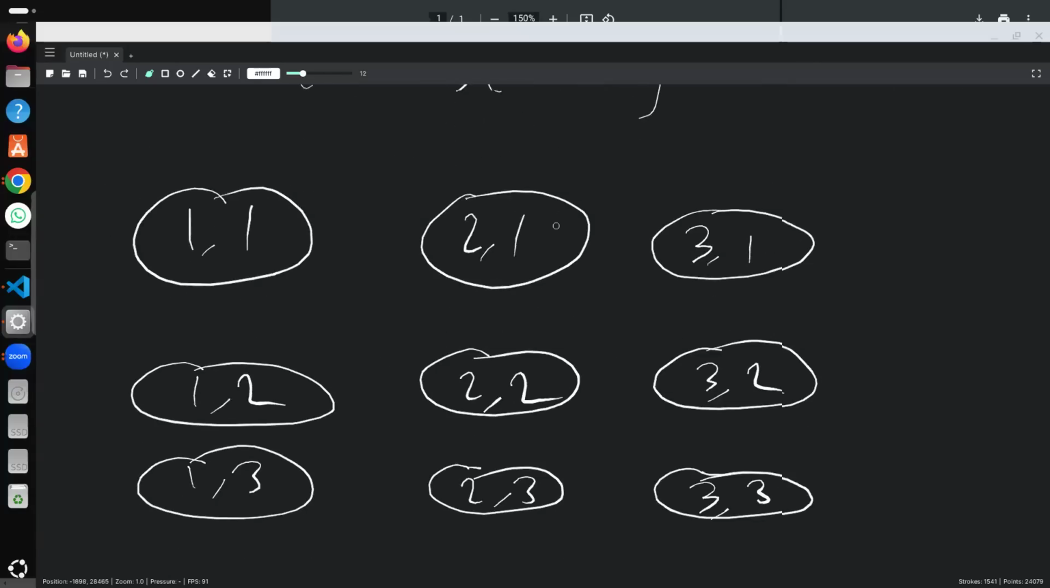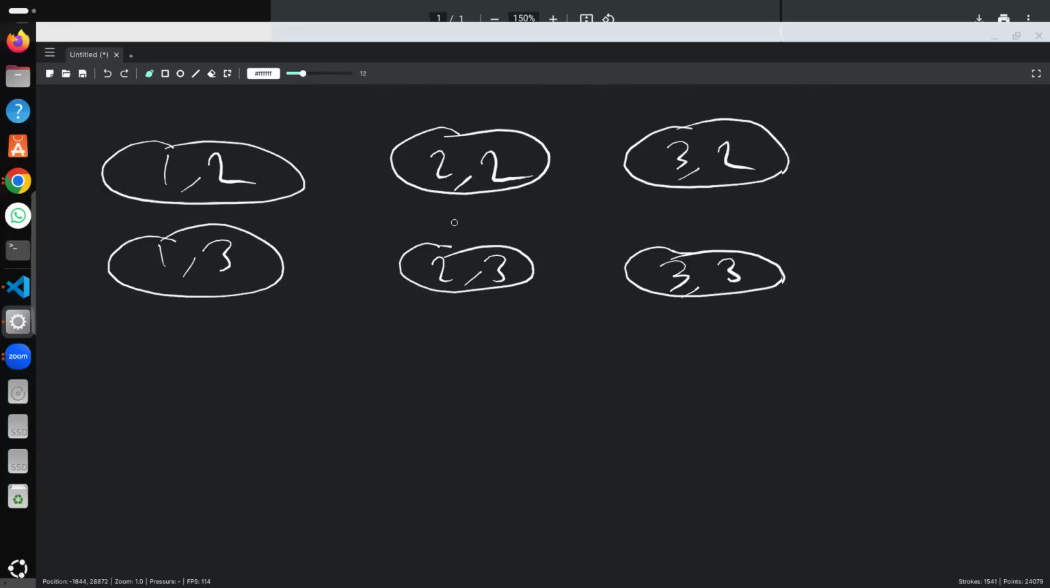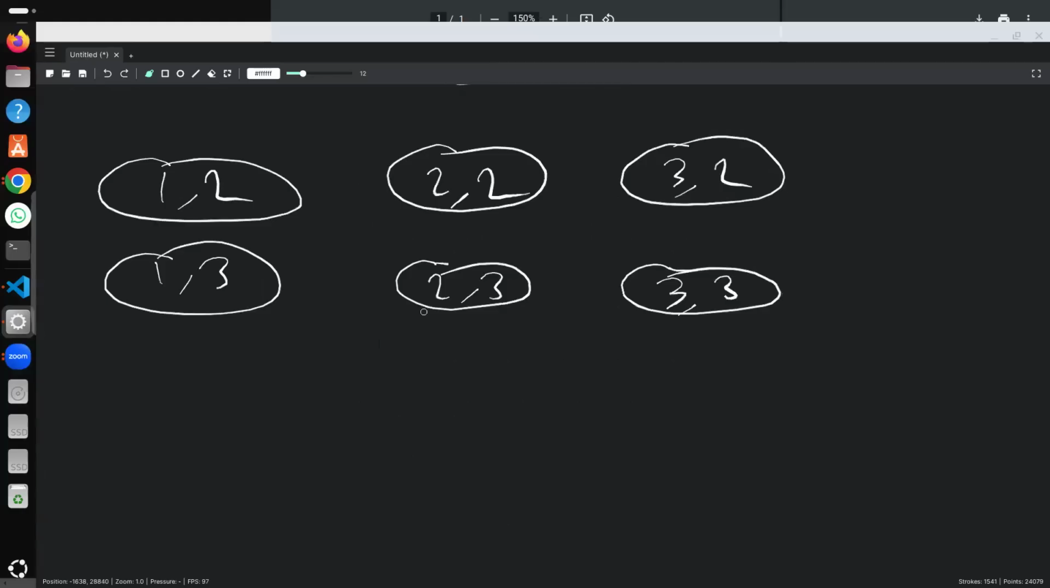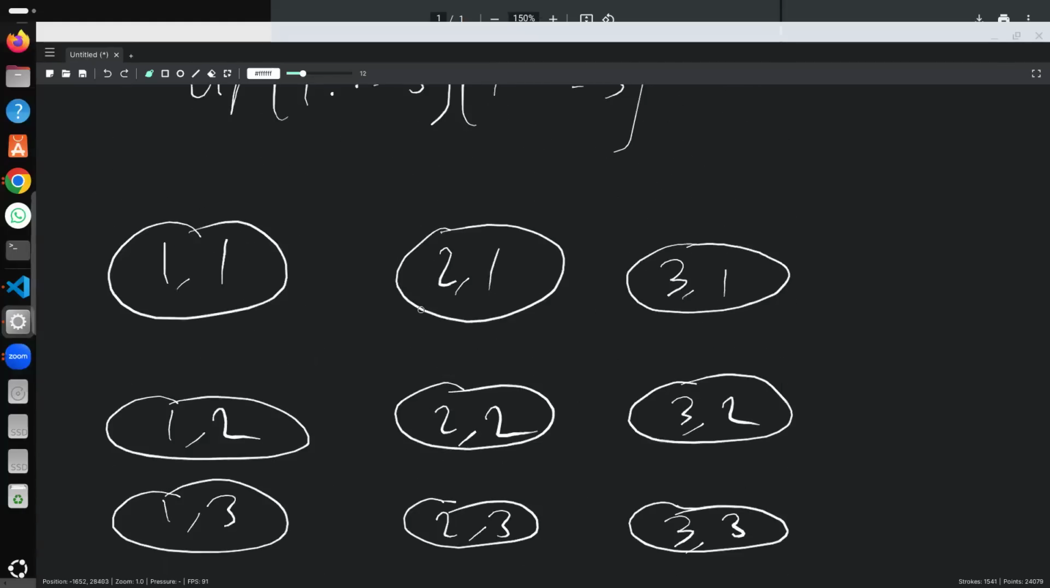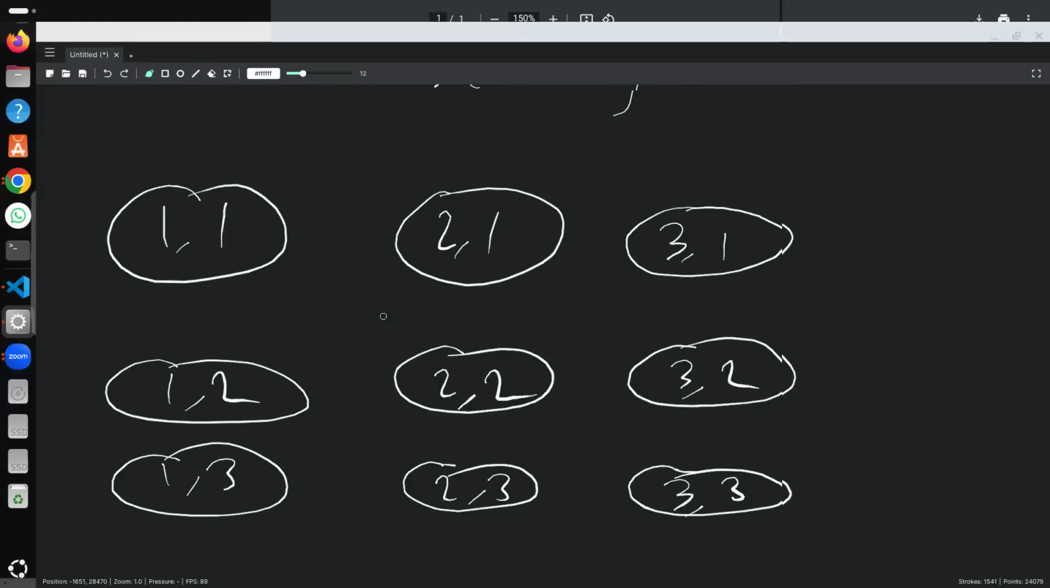Actually, DP is just a graph. If you know that fact, that DP is just a DAG, a directed acyclic graph, then this problem becomes quite easier. Basically, what you can do is represent this as a graph. So DP 1 to 3 and DP 1 to 3, we have 9 states, so I just drew them.